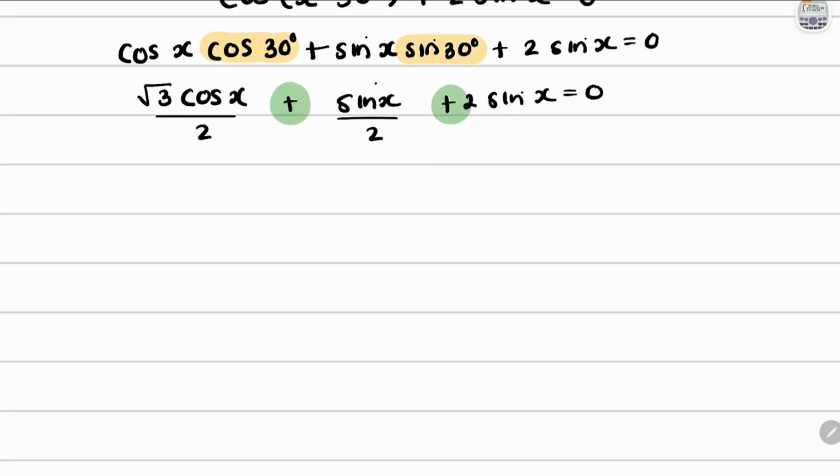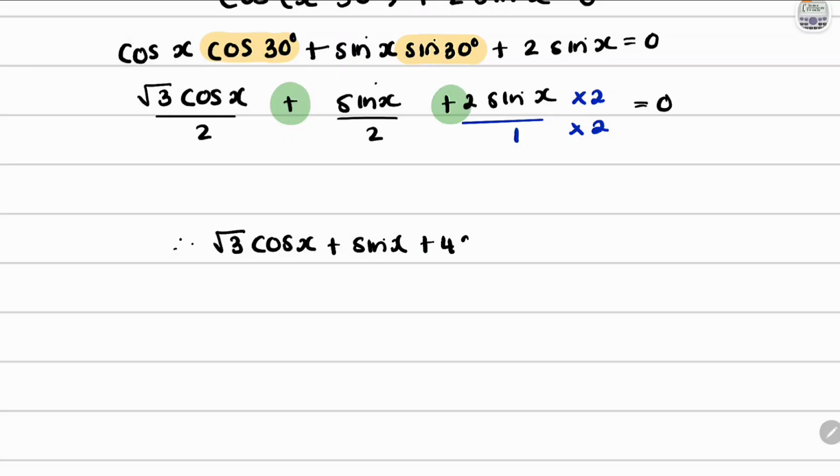To get this one to be over 2, you are going to have to multiply its numerator and the denominator by 2. The denominator here is a 1, okay, because it doesn't have a denominator, so it's automatically 1. And so when we are multiplying, because they will all be over 2, we can now rewrite it like this. It's the square root of 3 cos x plus sine x. And then when we multiply here, this is 2 times 2, which is 4. So plus 4 sine x. And remember, it is over 2 as well.